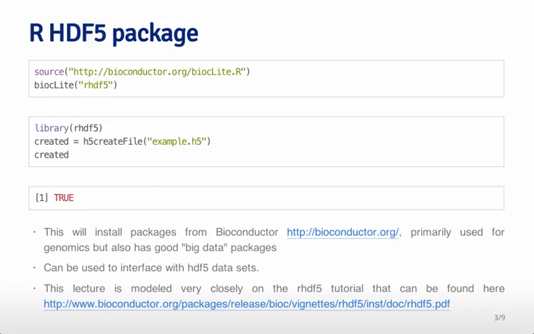In this lecture, we're going to actually create HDF5 files and then interact with them. You can just use the RHDF5 package to access data and pull it out of HDF5 datasets without having to create them yourself, but it's easier in terms of lecturing just to show you what it looks like when we create them ourselves. So we're going to use the h5createfile command to create an HDF5 file, which is going to be example.h5. This lecture is modeled very closely on the RHDF5 tutorial, which can be found at this website that I've linked to at the bottom of this slide.